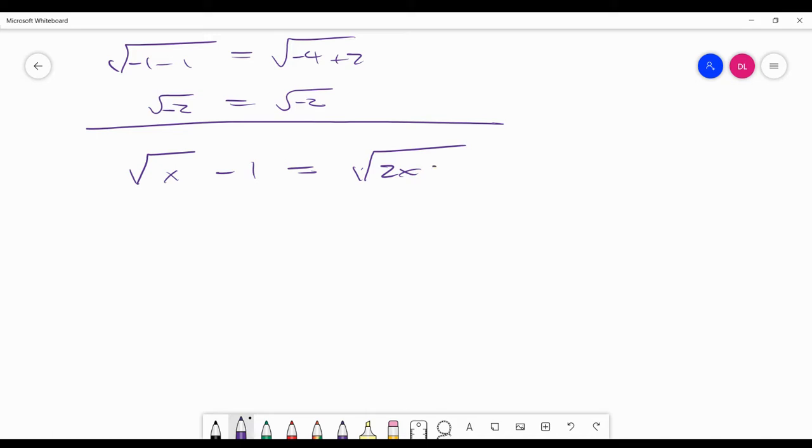So there you go, 2x plus 1. All right. So this looks a little different. Number one, I have a square root, and then I have this 1 attached to it, and then I have a square root on this side.